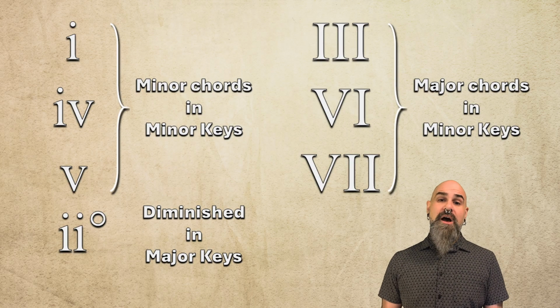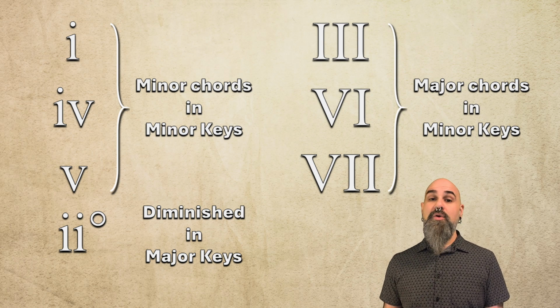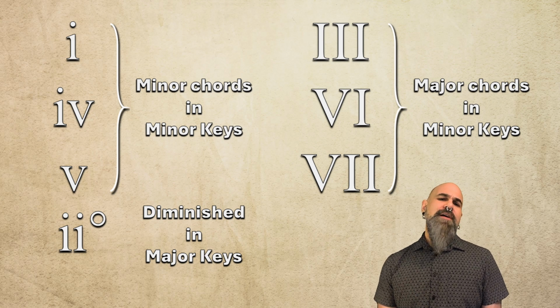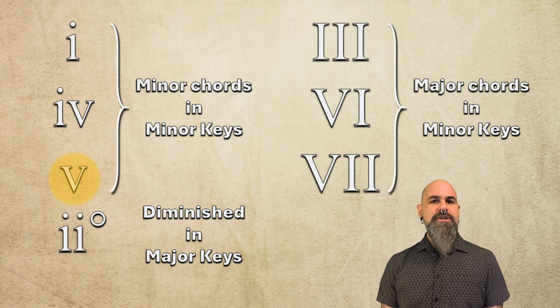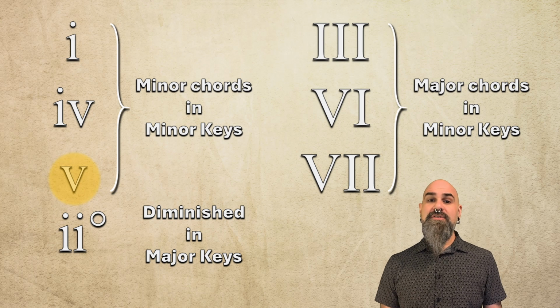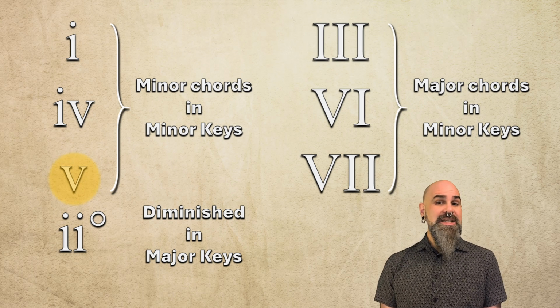Here, 1, 4, and 5 are all minor triads. 2 is the diminished chord, and the remaining chords, 3, 6, and 7, are major. Notice that the 5 chord is minor and not major. This means that in a natural minor chord progression, we don't have the strong 5-1 relationship that we're used to in major keys because there's no leading tone.